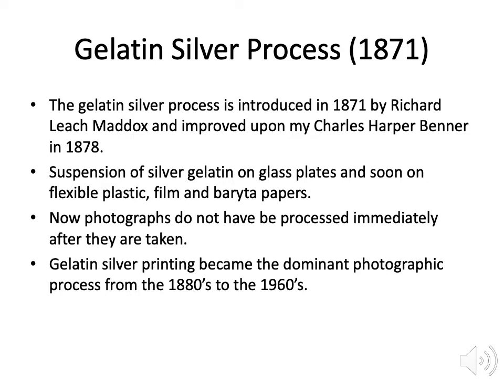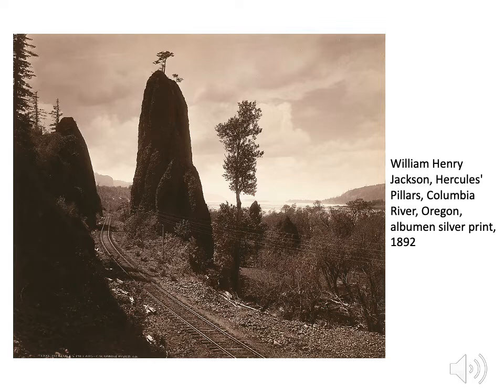Gelatin silver printing became the dominant photographic process from the 1880s to the 1960s. So these silver-based chemicals that were coated onto paper were easier to use than the wet collodion process, produced better results, and eventually factories started making paper that was pre-coated. So photographers didn't have to mix a chemical, spread it on the paper themselves, and let it dry. They could buy paper that's pre-coated and dried, ready to go for them.